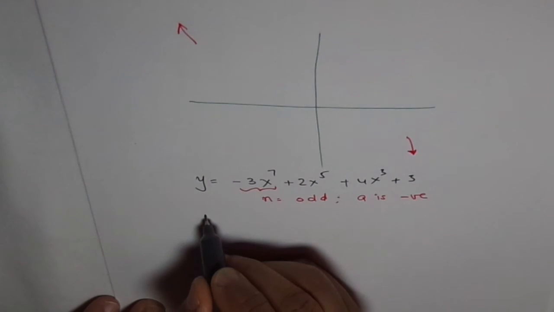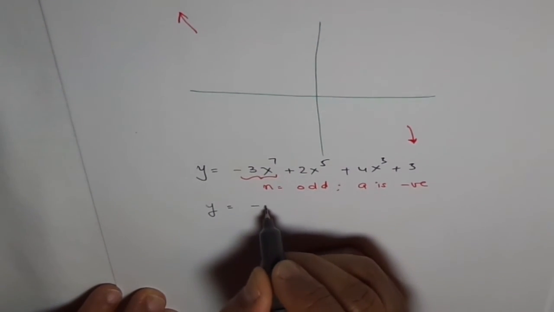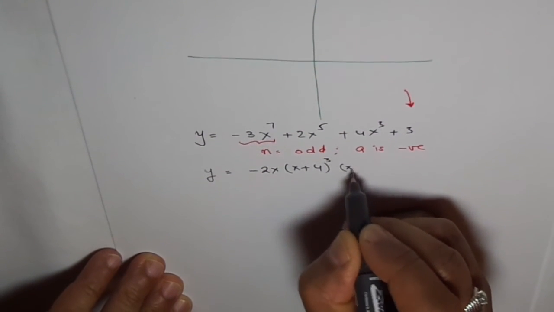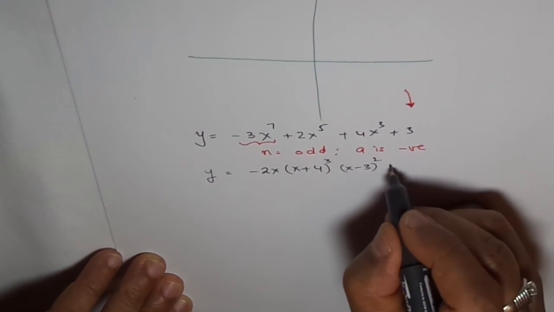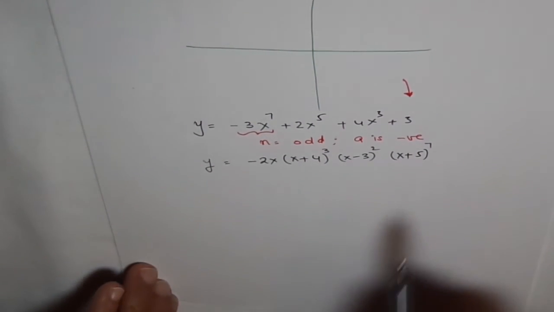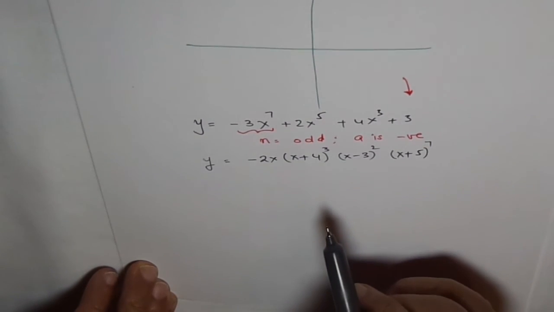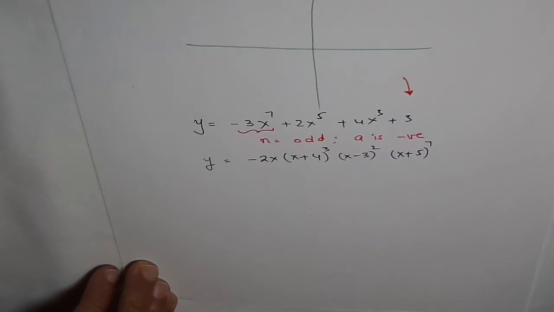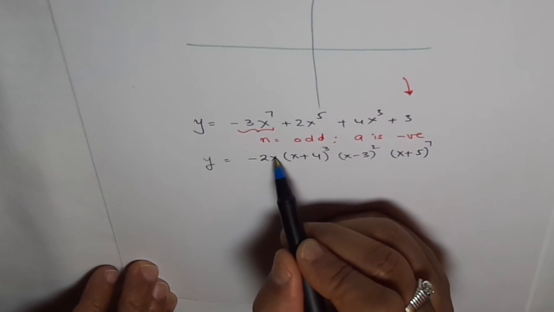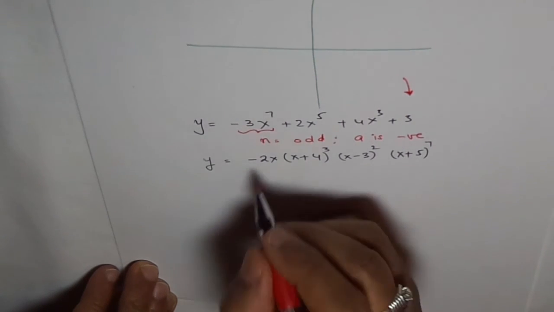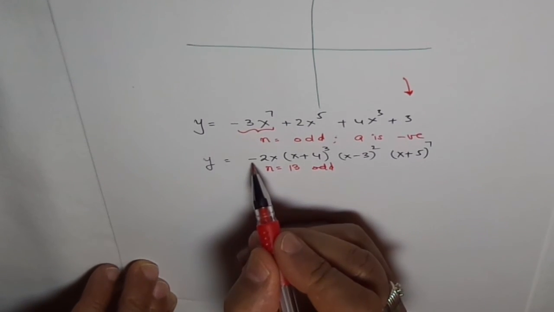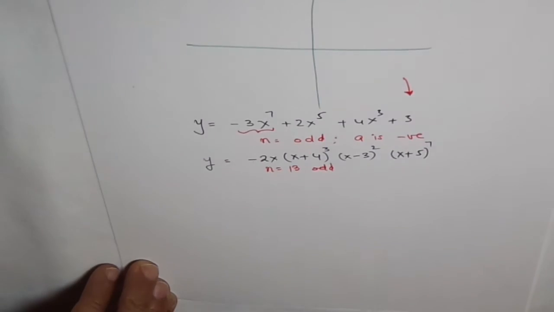Now another example. Let's say I have the equation y equals minus 2x times (x plus 4) cubed times (x minus 3) squared, and let's say (x plus 5) to the power of 7. Okay. Now, what is the degree of this polynomial? The degree of this polynomial is 7 plus 2, 9, plus 3, 12, plus 1, 13. So n is 13, is odd, right? And again, negative coefficient, so this will also behave like this.